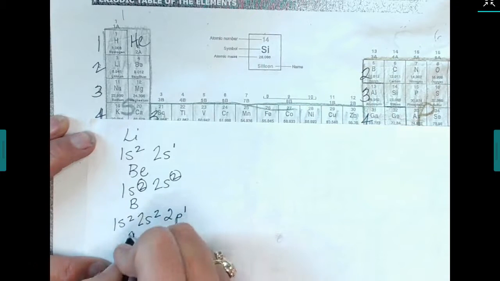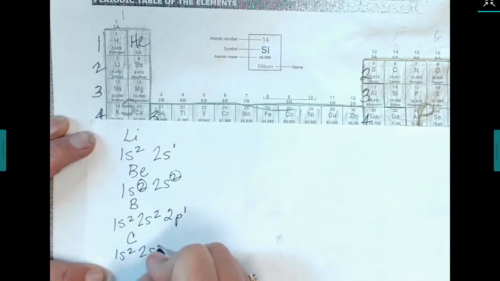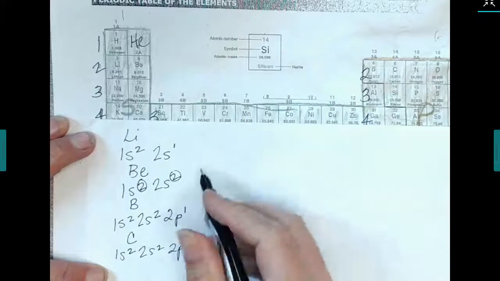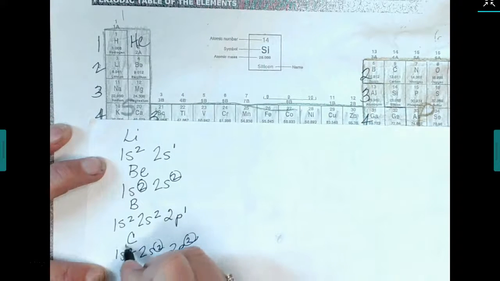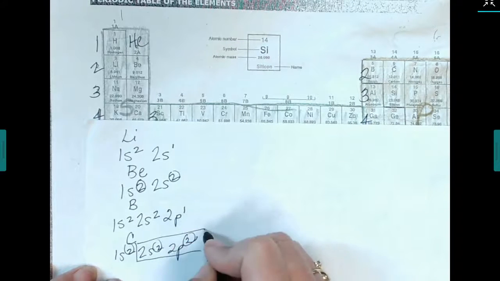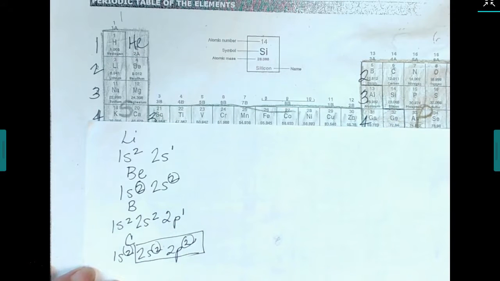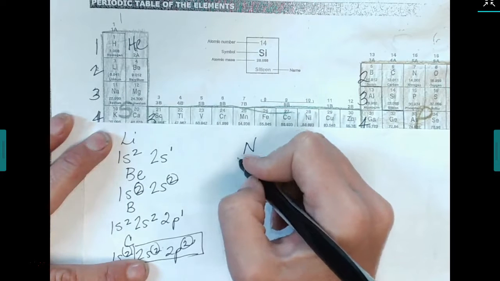Carbon, 1s2, because we always start at the top, 2s2, then 2p2. It has 6 total electrons. It has 4 valence electrons, and that second energy level is our outer energy level, so 2 plus 2 is 4. Alright, let's do nitrogen, and then we'll continue our notes.